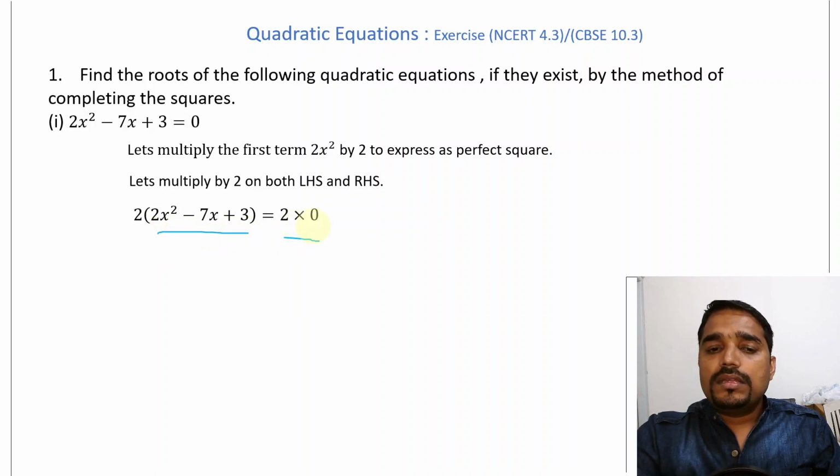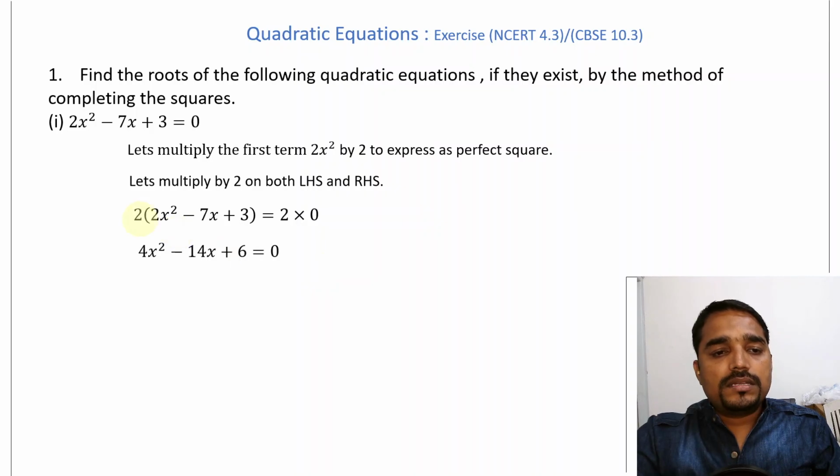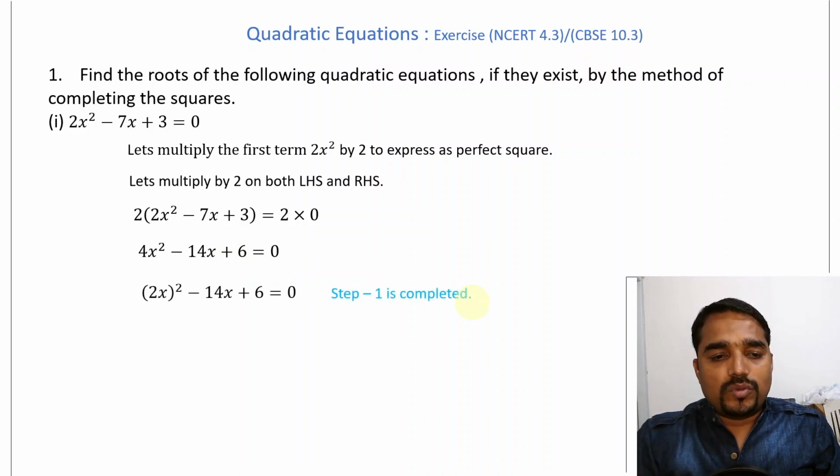Since 2 is getting multiplied to 0 on the RHS, it would be 2 into 0, which is 0, whereas 2 should be multiplied to all the terms on the left: 2 into 2x square is 4x square, 2 into minus 7x is minus 14x, 2 into 3 is 6. Now 4x square can be written as 2x whole square, that is, 2x whole square minus 14x plus 6 is equal to 0. This completes step number 1.